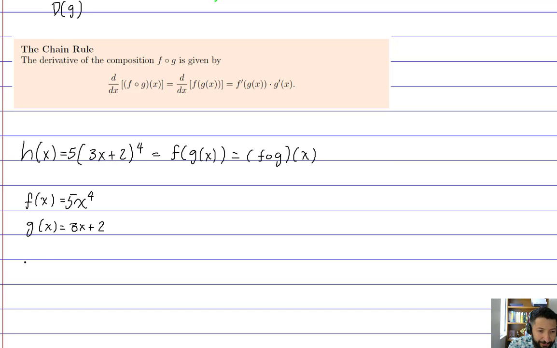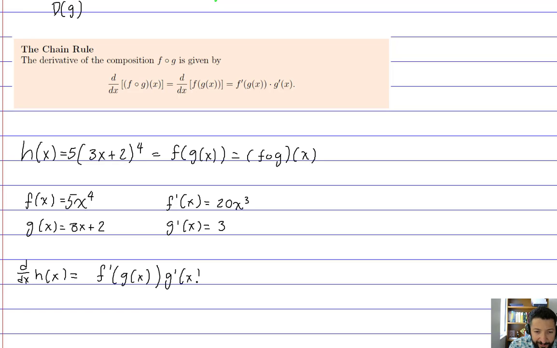So now our derivative, or just h prime if you prefer, would simply be taking the derivative of f, let's compute that here, which is going to be 20x cubed. That is just the power rule, grabbing 4 times 5 and then subtracting 1 from 4. And then g prime is just going to be 3. So now plugging everything into place. F prime, let's write out everything that it would be: f prime evaluated at g of x times g prime evaluated at x.